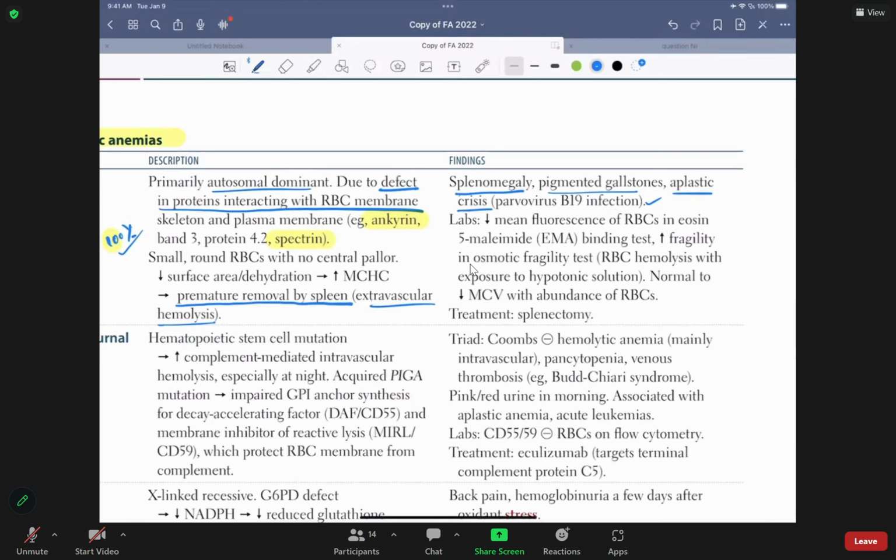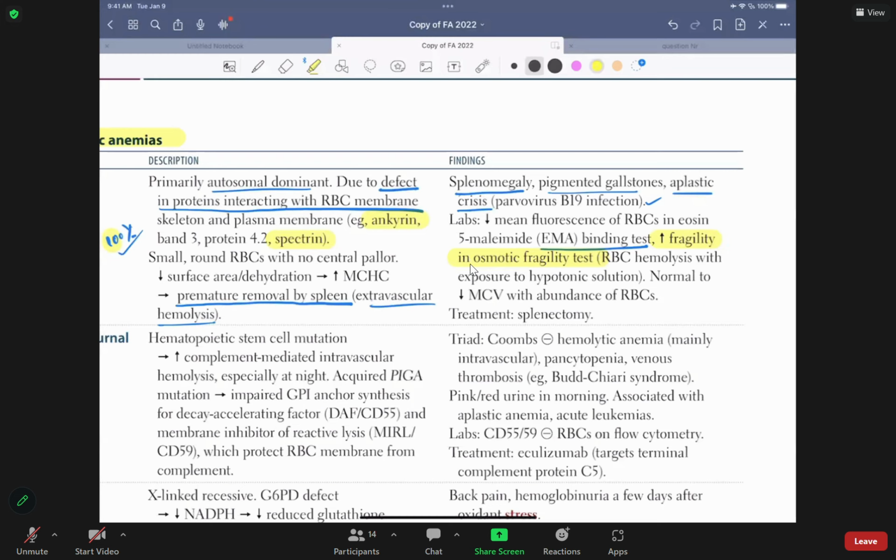Now you could do something called an EMA binding test. That test will say whether it's positive or negative, but the most common test is the increased osmotic fragility test. Now, what is an osmotic fragility test? There's a special type of pressured fluid.